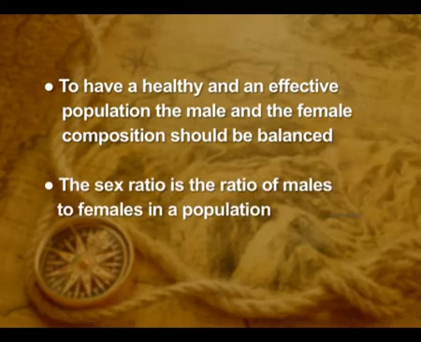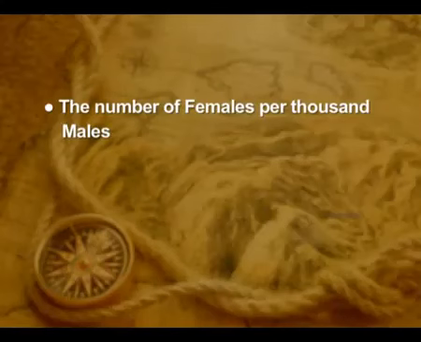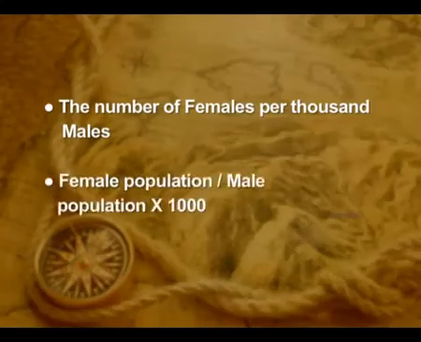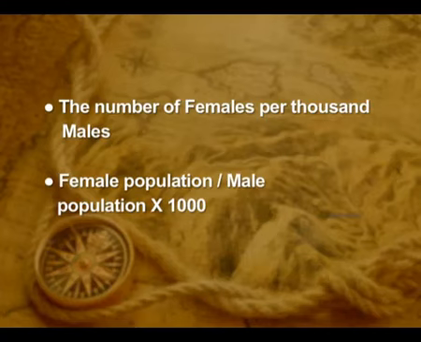The sex ratio is the ratio of males to females in a population. And if males outnumber females in a country, it will be calculated as the number of females per 1,000 males. Female population is then divided by the male population and the product is multiplied by 1,000.